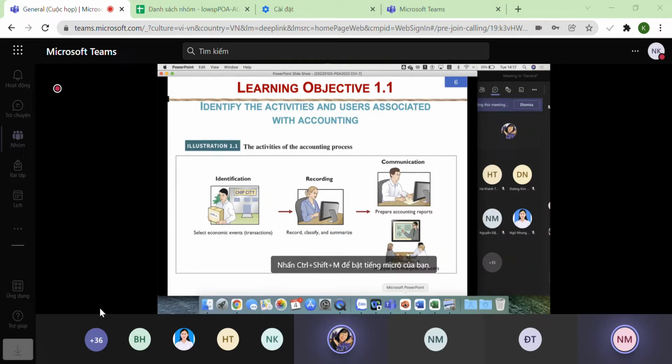And for the third activity of the accounting system, we have two things to do: prepare accounting reports, and analyze and interpret the accounting reports for users. User means the decision maker, the information user. And then we communicate the information to the user. So here we have three activities of the accounting process.